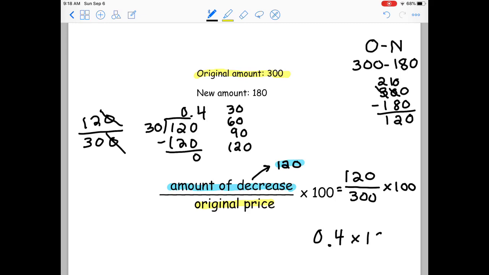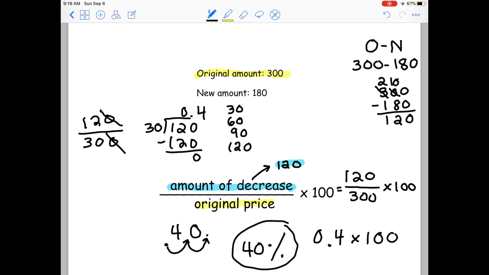And I need to multiply this by 100. Now, when you see a decimal and you're multiplying it by 100, you're moving that decimal point 2 places back. So if I have 0.4, I'm multiplying by 100, which has 2 zeros, so I need to move my decimal place 2 places back. So I'm left with an answer of 40. But again, we're looking at percent, so this would be 40% of a decrease.